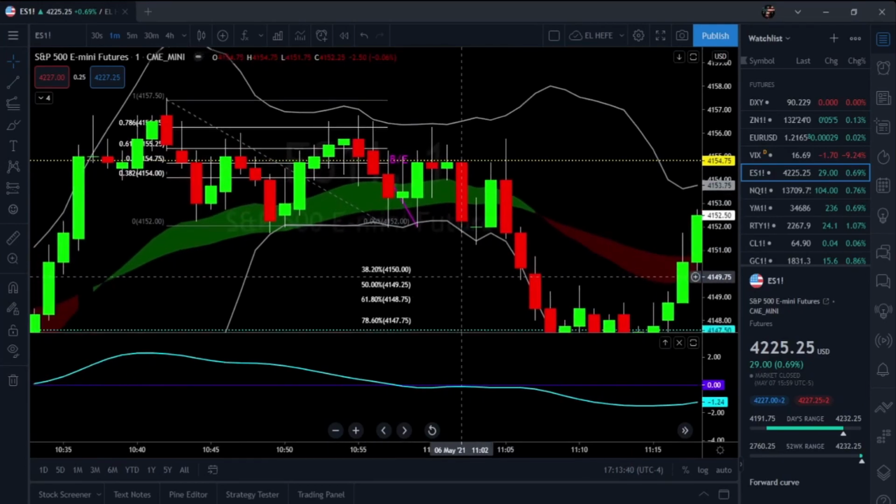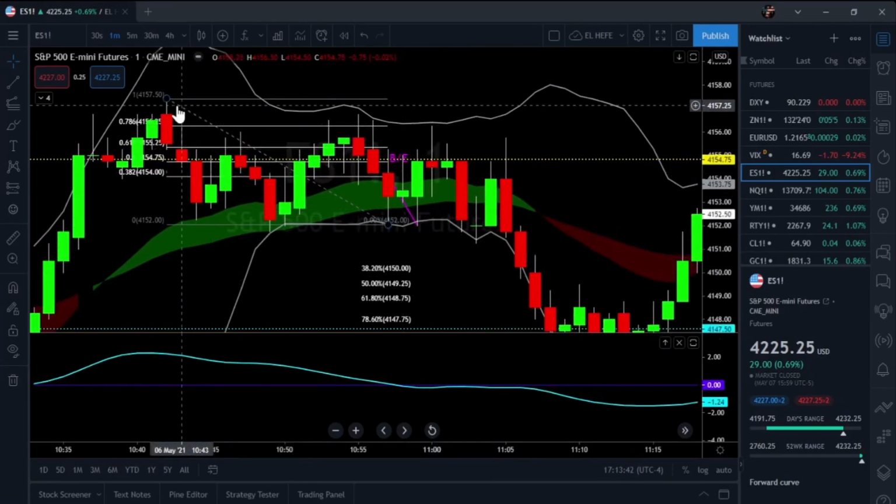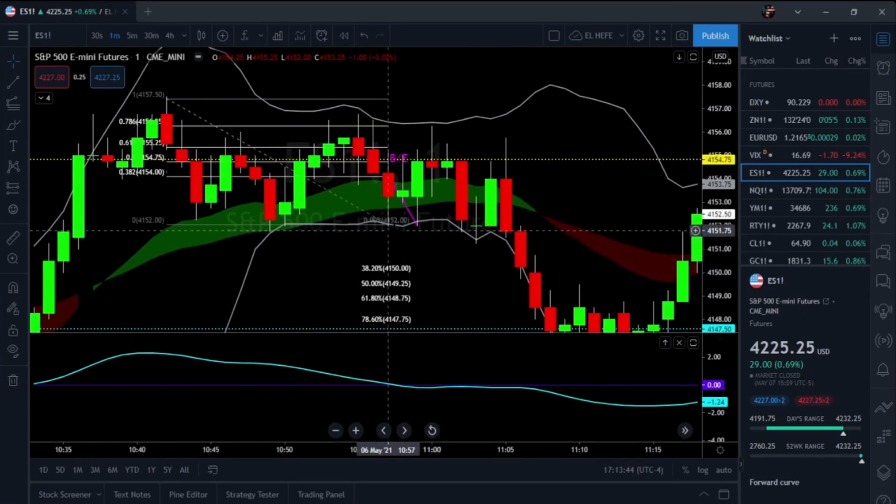So I'll go ahead and give you this trade. So we broke the lower Bollinger Band and we immediately pulled back into it. So I would have broke it right here. I would have got short off this 41.54.